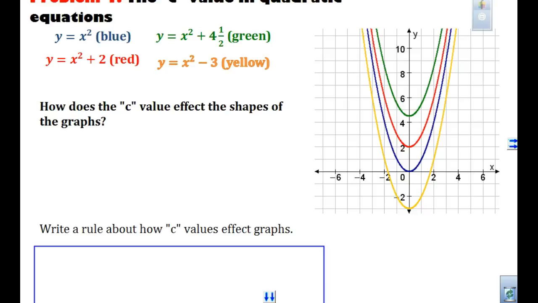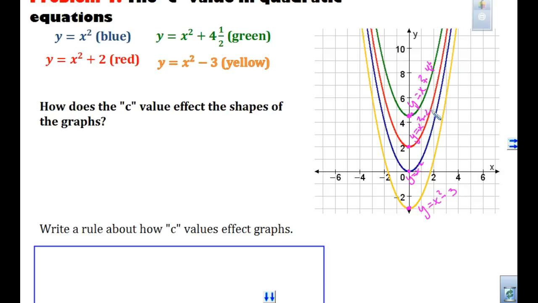So this next one says, look at the c value. So again, the blue is in the middle. Y equals x squared. It's the lower one. This is our y equals x squared. Then they go with y equals x squared plus 2. Then y equals x squared plus 4.5. And y equals x squared minus 3, this yellow one. Okay? So this is our x squared minus 3. This was y equals x squared plus 4.5. And y equals x squared plus 2.